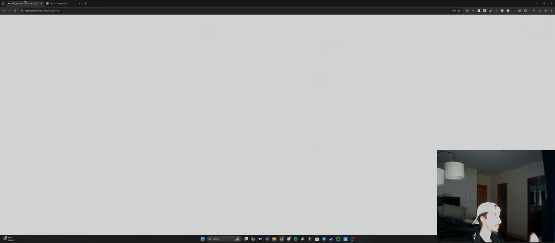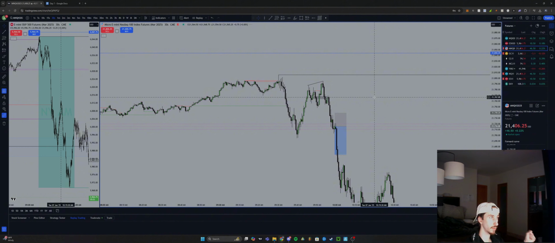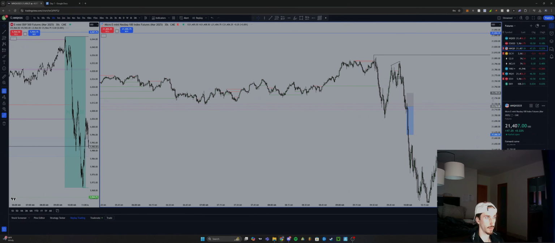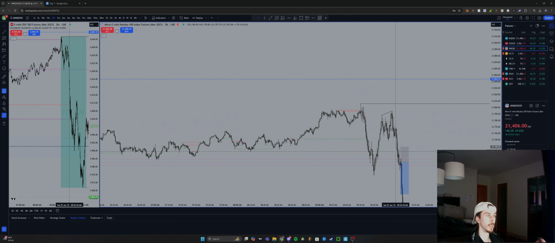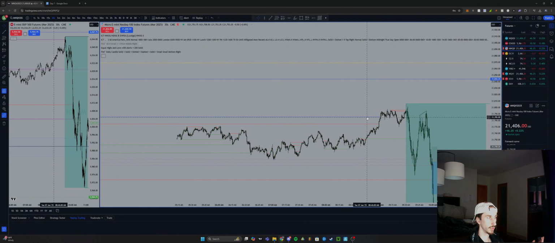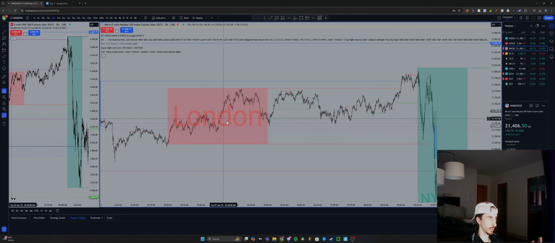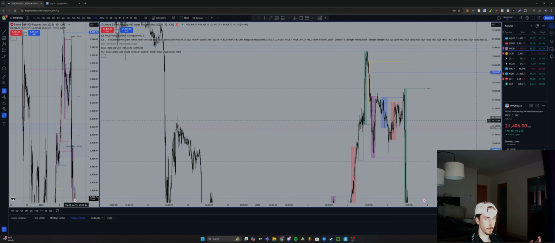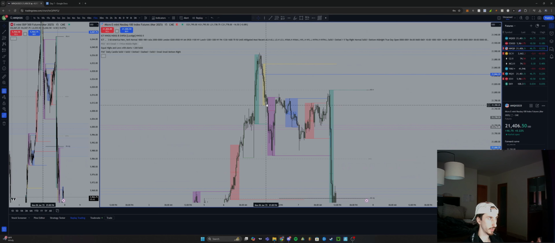So this morning was a very clear representation of what we wanted to do of AMD. So we had the accumulation. I could even show you these sessions, right? So we had accumulation. You could look on like a 15-minute time frame. It's a bit more clear. So accumulation, right, between this low and this high, right, we accumulate.